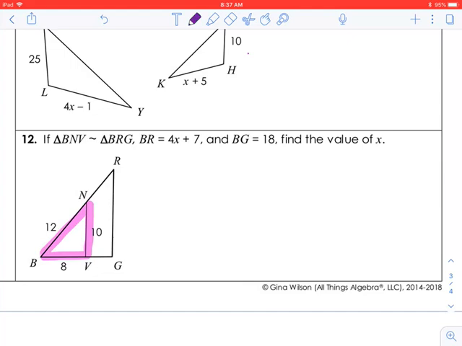It says BR, so this whole thing here is 4x plus 7. 4x plus 7. And BG, this whole thing down here, is 18. Find the value of x.